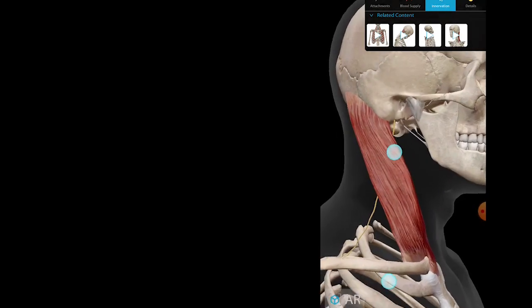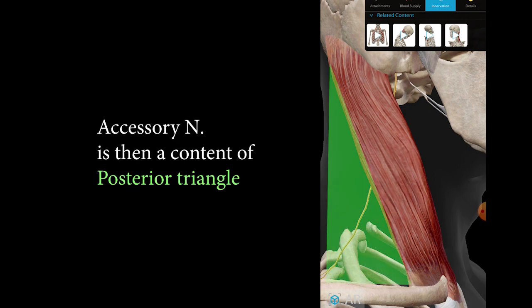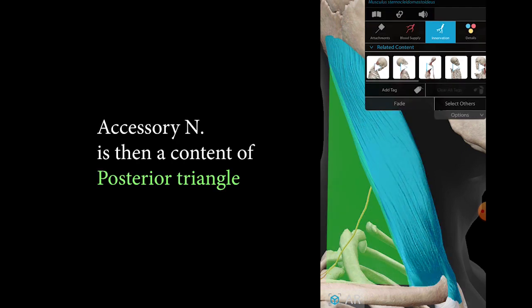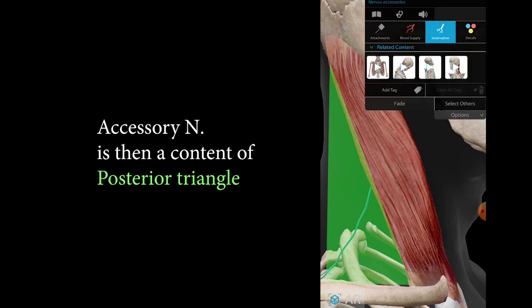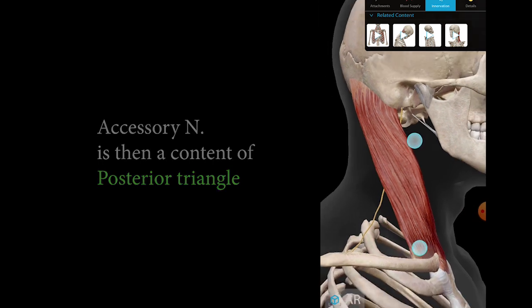And that is why the accessory nerve is said to be a content of the posterior triangle. It is running deep to the sternocleidomastoid, but after that, it is a very important content in the posterior triangle that needs to be secured whenever you are dissecting the posterior triangle.